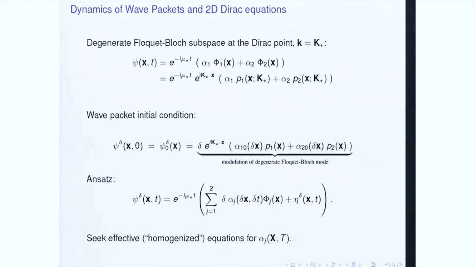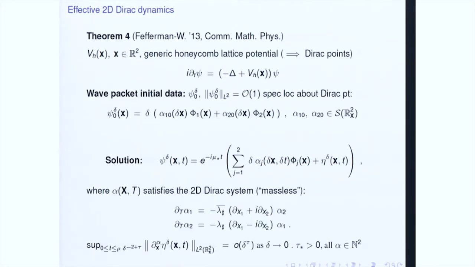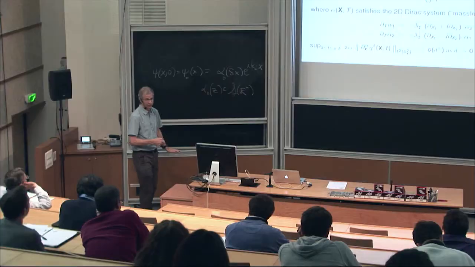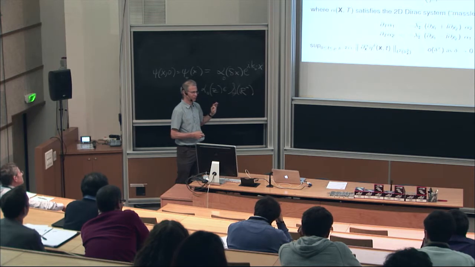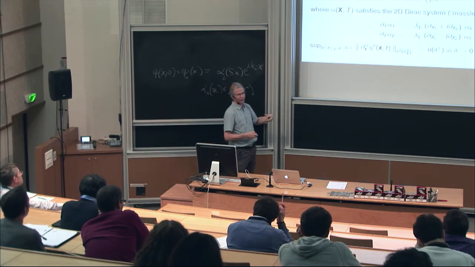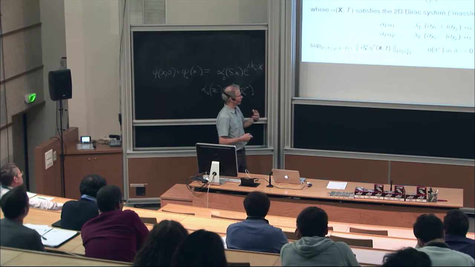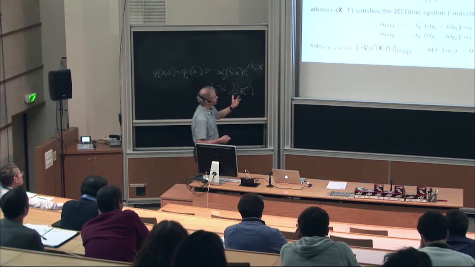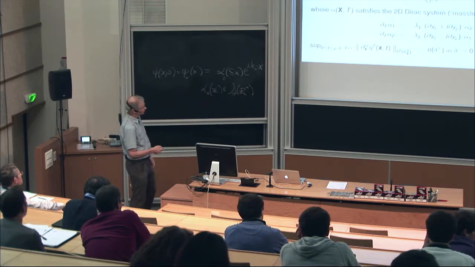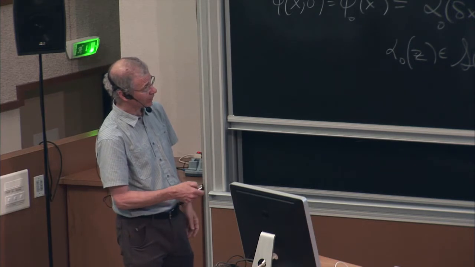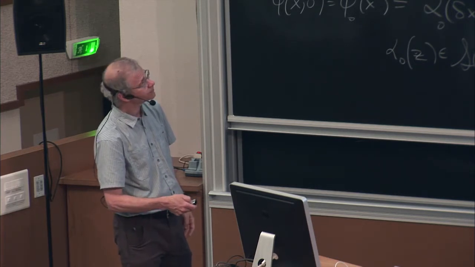One could look for solutions of this type and then ask, what are the homogenized, what are the effective equations for the amplitudes? And we proved that on a very long time scale, those amplitudes evolved according to a 2-dimensional massless Dirac equation. So this is why in the condensed matter physics literature, people say that what you get in graphene are quasi-particles that behave like fermions. It just means that if you look at wave packets, they behave according to a Dirac equation, which is a relativistic equation. And this is true on a very long time scale.